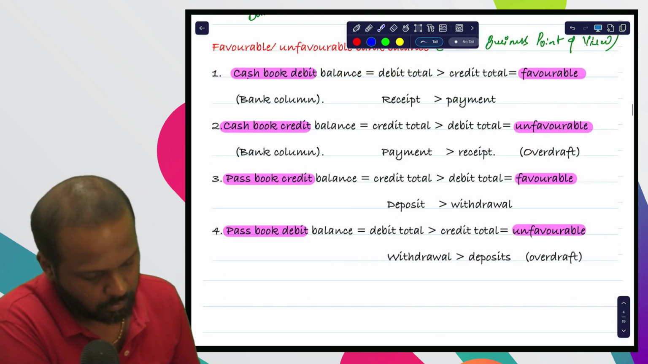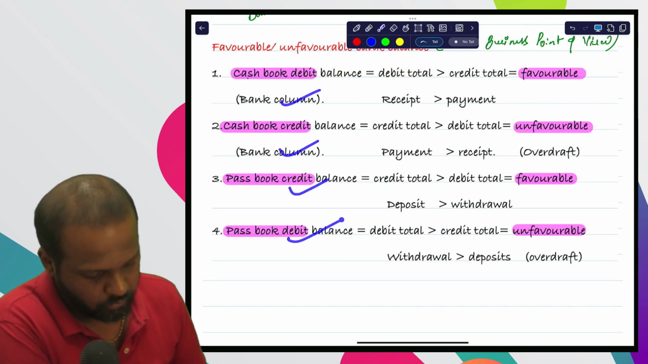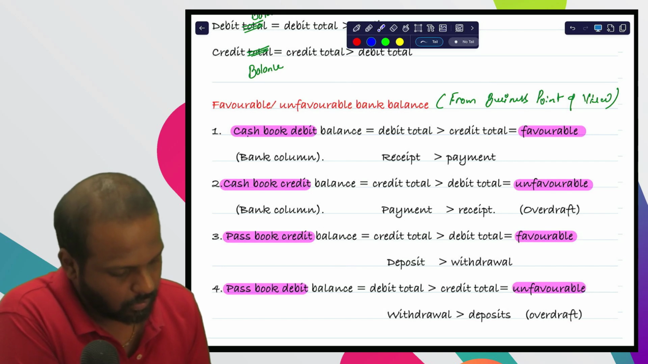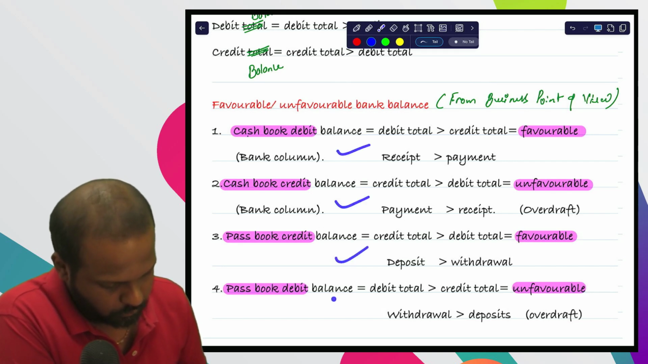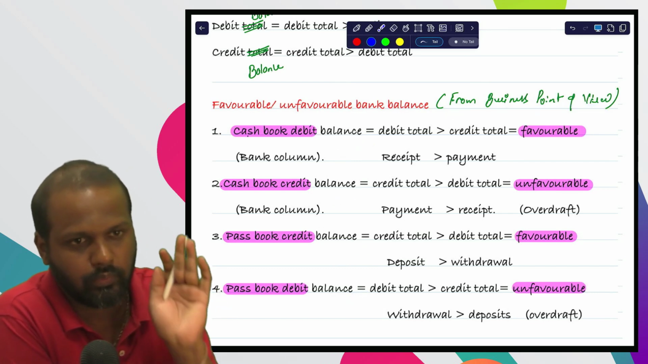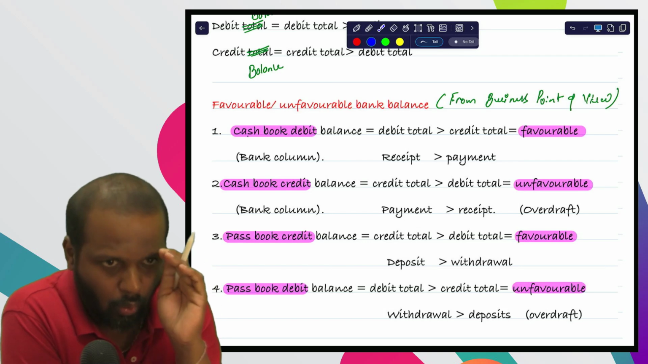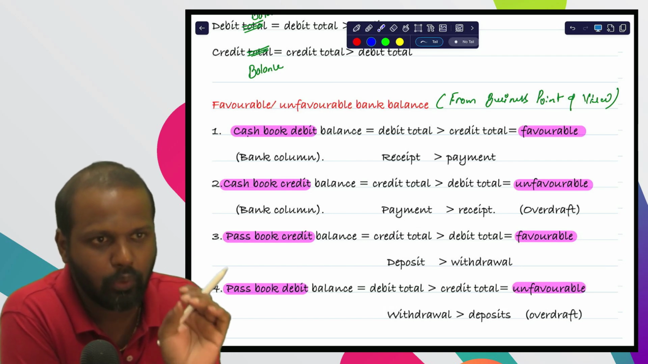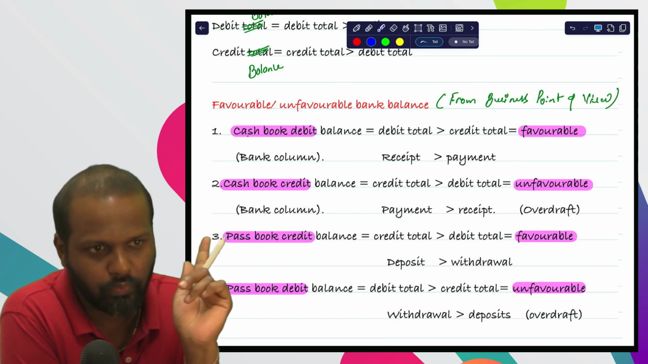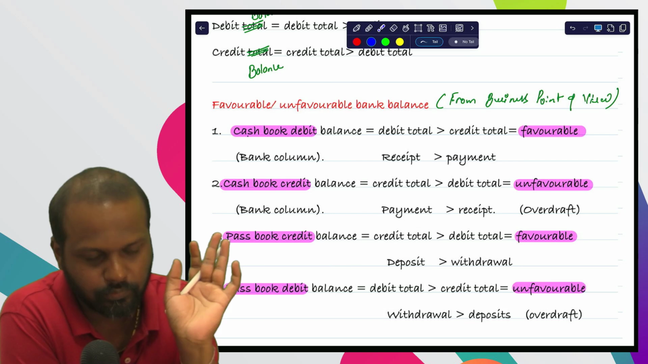Now understand these four things: one, two, three, four. All this discussion we are doing from the business point of view. All these four points, I'm discussing only and only from the business point of view, not from the bank's point of view. Okay.